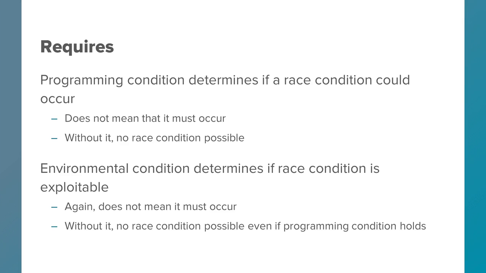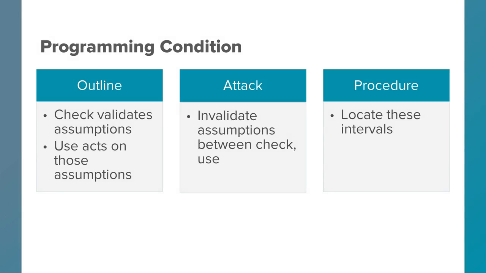So let's go into the programming condition in a little more detail. On the next slide, there's an outline of it. You do a check to check assumptions and validate the assumptions: yes, this person running this program can open the file. And then the use acts on that assumption: yes, the person running the program will open the file for them because the check said we could. The attack is you pass the check and then you do something to invalidate the check before the open occurs. So I switch the file name so it now points to a very sensitive file.